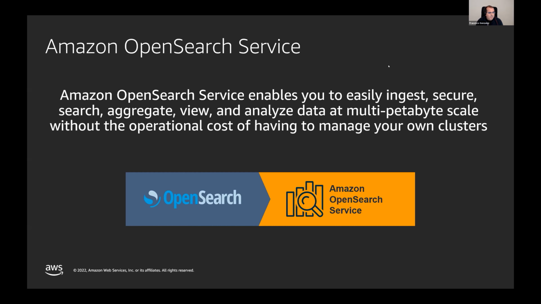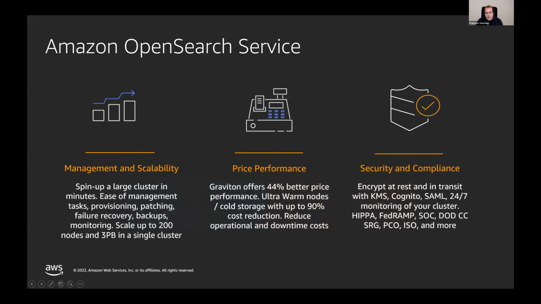So let's see the three main reasons why you will want to migrate or build your new solution on top of Amazon Opensearch Service. The first one is management and scalability. You can have a very large cluster with up to 200 nodes and 3 petabytes in minutes. So very easy to manage with cross-replication, active-passive, upgrades, backups, and more.